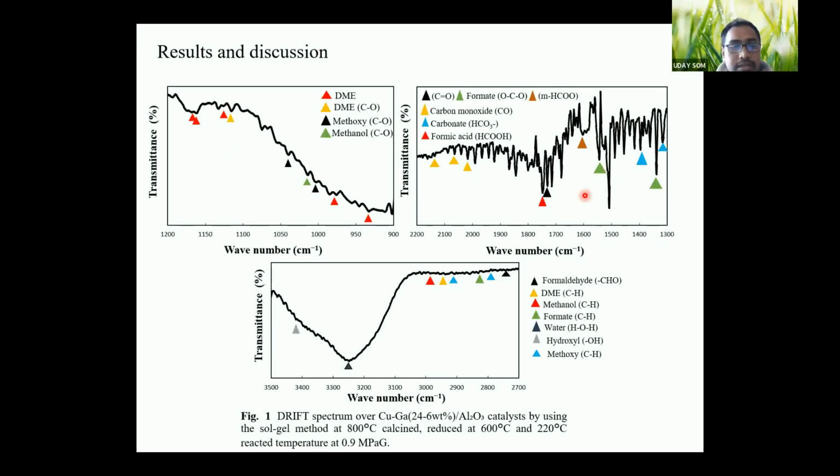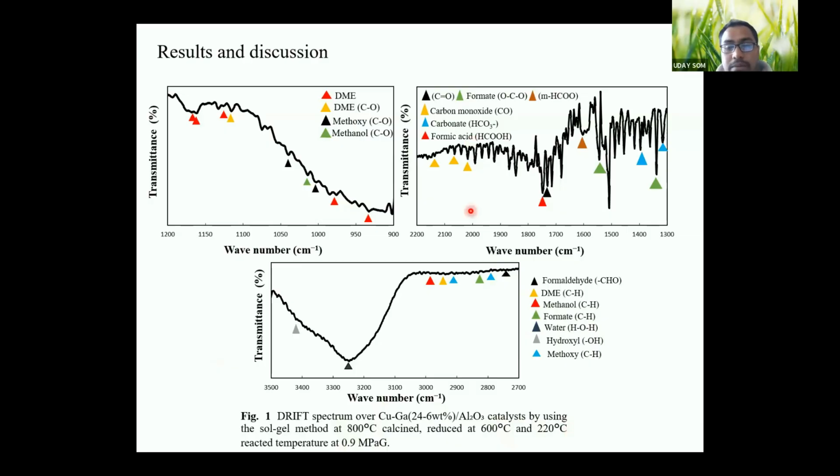In the slides, I show the results and discussions. These slides show the intermediate products I get over the copper-based catalyst at a reactor temperature of 220 degrees centigrade. This is the spectrum over the copper gallium aluminum oxide catalyst, calcined at 800 degrees, reduced at 600 degrees, with a reaction temperature of 220 degrees centigrade.